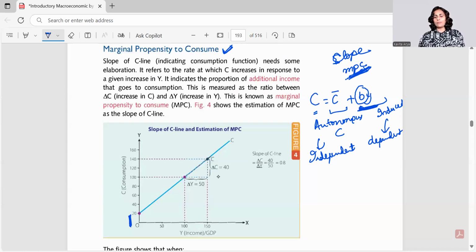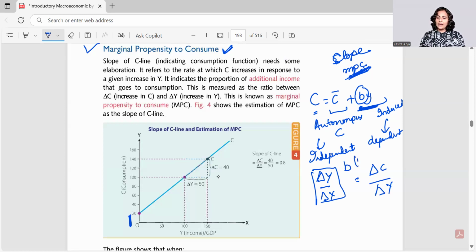And in this very format, this b is nothing but the MPC, marginal propensity to consume. And marginal propensity to consume is nothing but the slope, and slope means change on y-axis with respect to change on x-axis. Now, what have we shown on the y-axis? We have shown the y-axis as delta C, and the change on the x-axis is delta Y. So what becomes the value of b? b or MPC becomes delta C by delta Y, the change in consumption with respect to change in income.